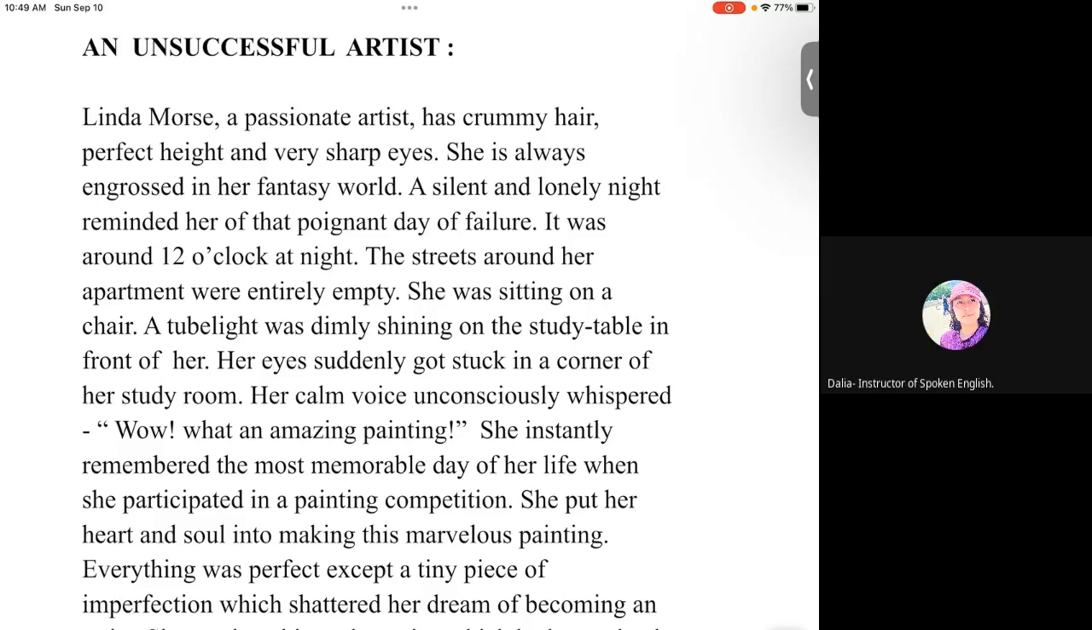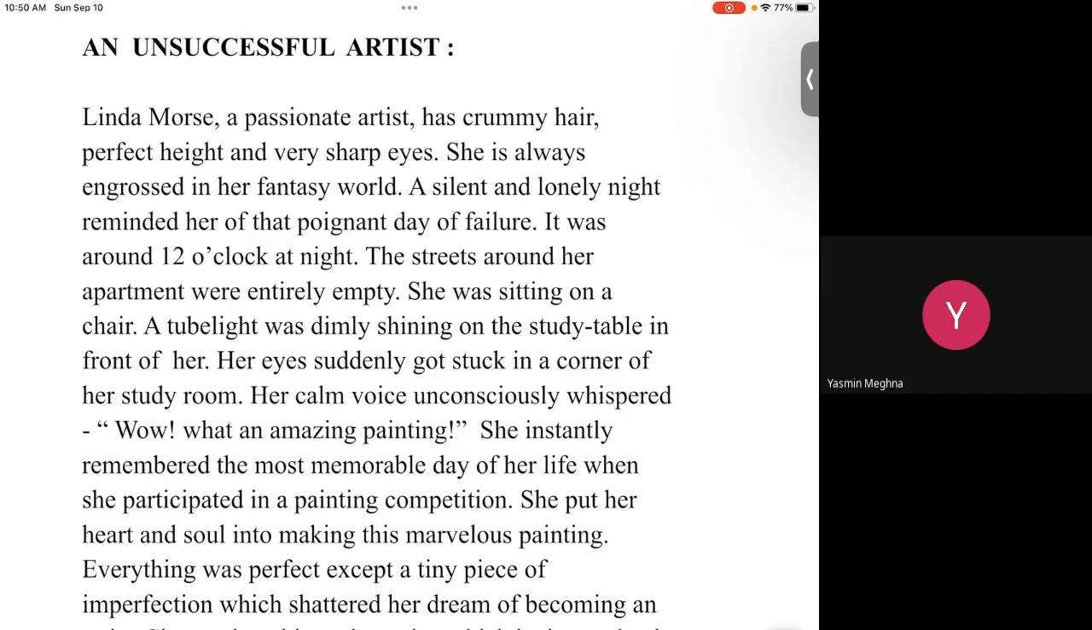A tube light was dimly shining on the study table in front of her. Her eyes suddenly got stuck in a corner of her study room. Her calm voice unconsciously whispered, "Wow, what an amazing painting!" She instantly remembered the most memorable day of her life when she participated in a painting competition.